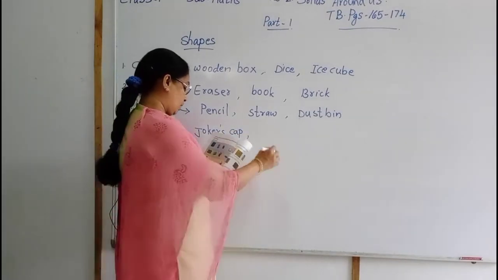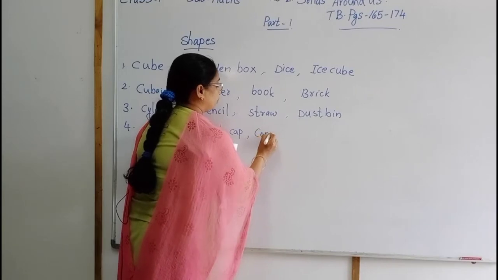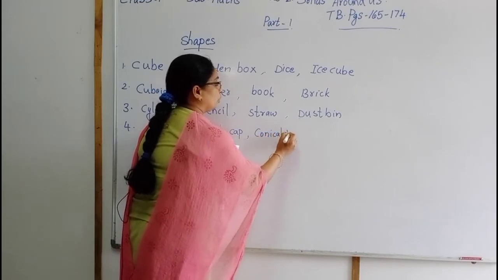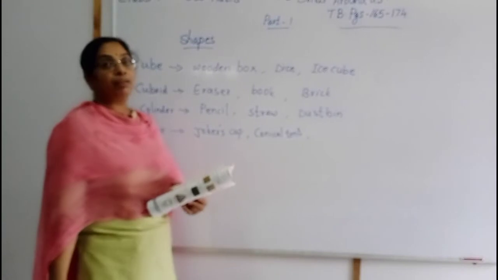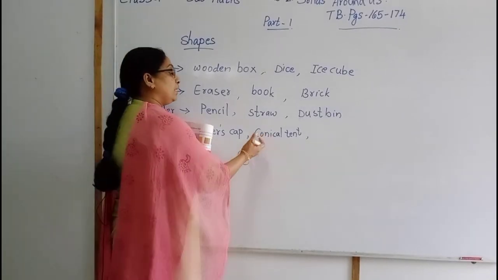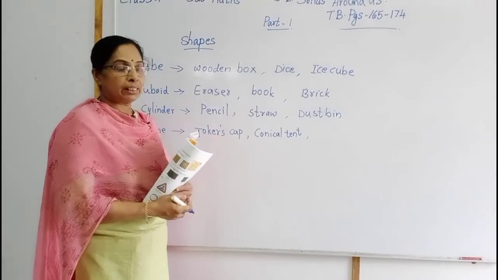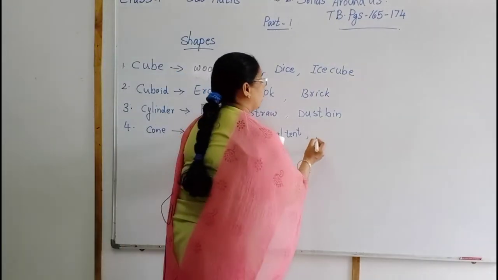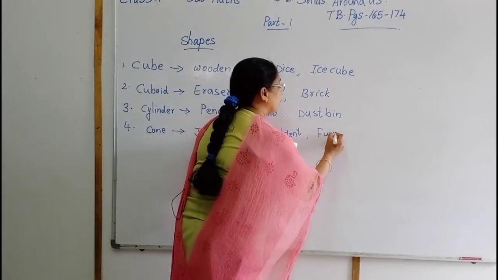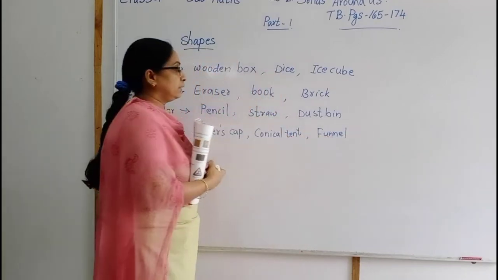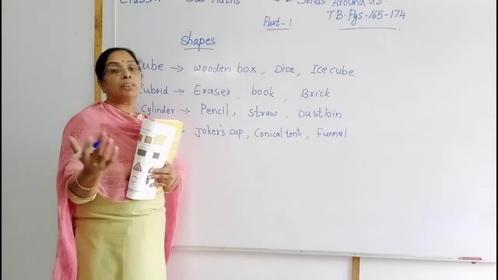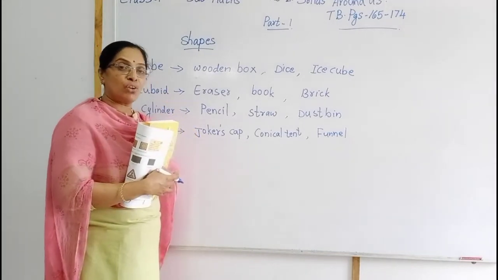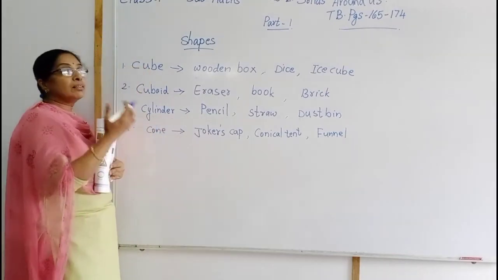Then conical tent. Conical tent means the temporary tent. That should be conical. The military people, whenever they are going, they build the conical tent. That is a temporary tent. Then funnel. Funnel means we are transporting liquid from one pot to another pot. With the help of a funnel, we are transporting liquids.